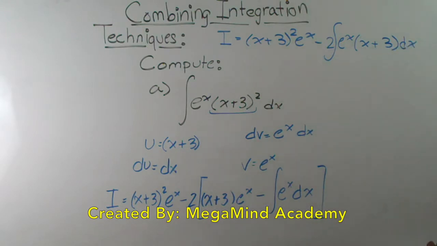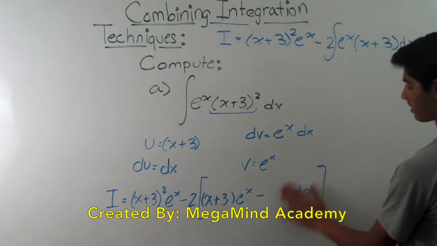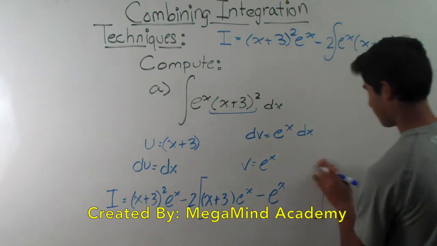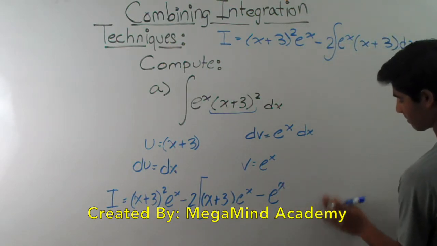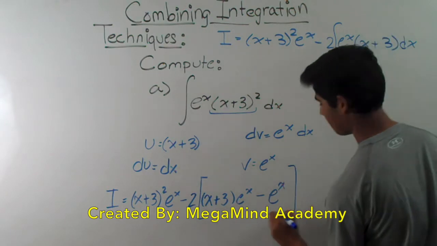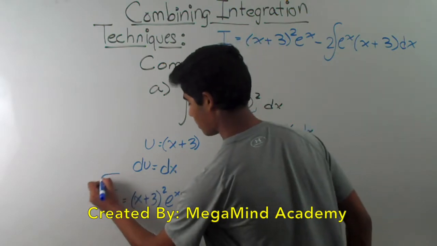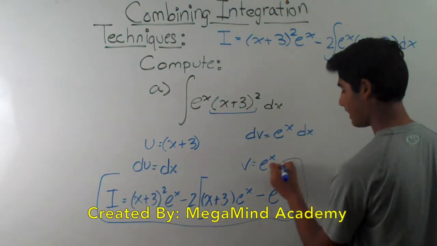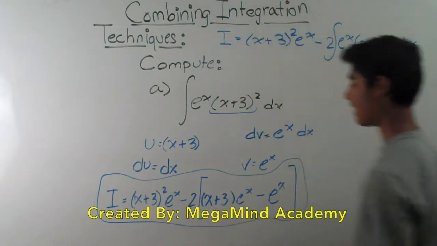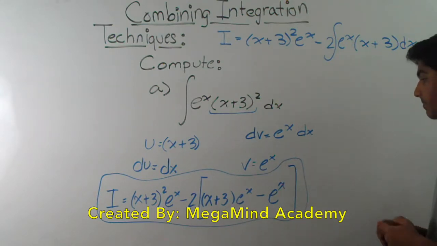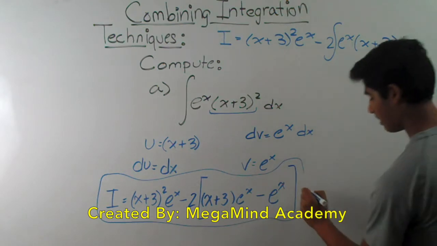Now we know that the integral of e to the x dx is just e to the x. So we're going to erase this and just put minus e to the x. You can simplify that more if you want, but we're just going to leave it like this for this problem. So once again, the answer is I, the integral, is equal to (x plus 3) squared times e to the x minus 2, in brackets, (x plus 3) times e to the x minus e to the x plus c. Don't forget the plus c.